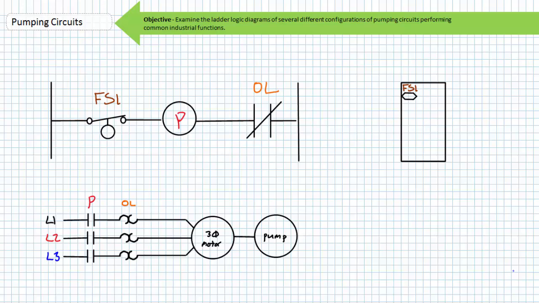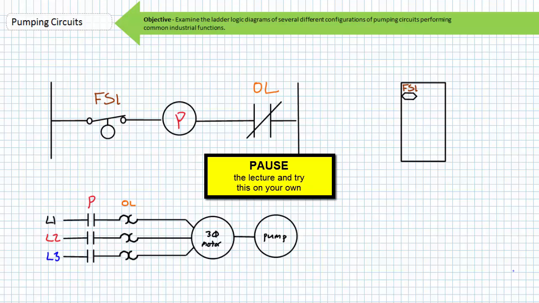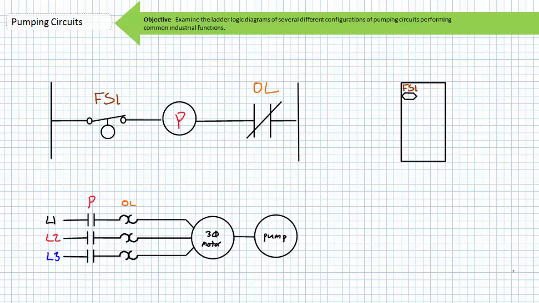This time, the float switch is physically placed at the top of the tank that needs to be filled. By all means, pause the lecture and see if you can figure out how this ladder logic diagram implements the function of this electrically controlled system. When the tank is empty, the normally closed float switch energizes the P contactor coil. The primary P contactor closes and the motor-driven pump begins rotating.